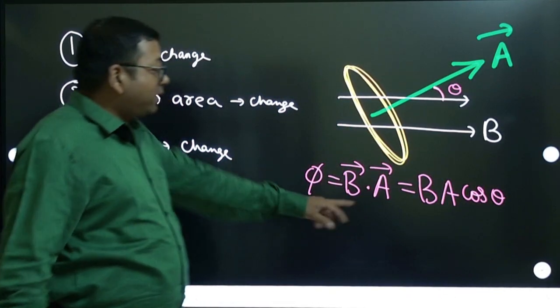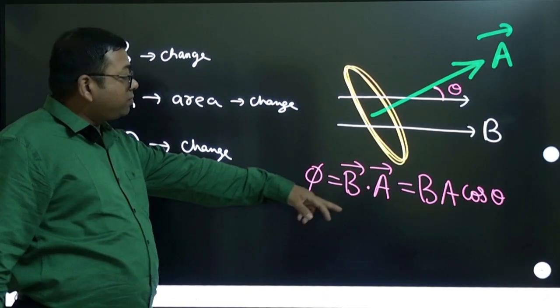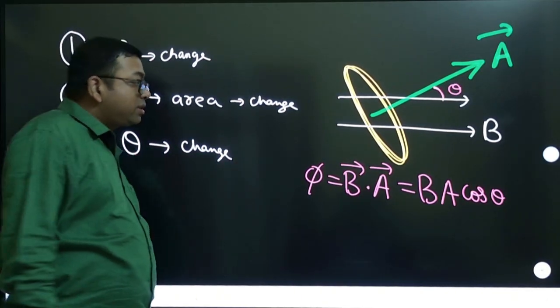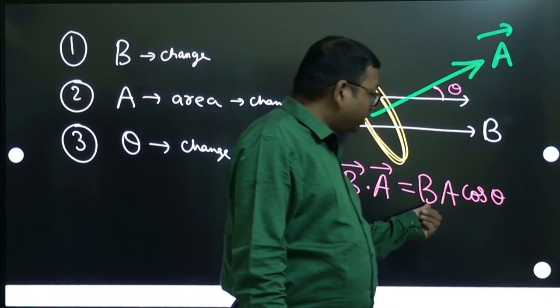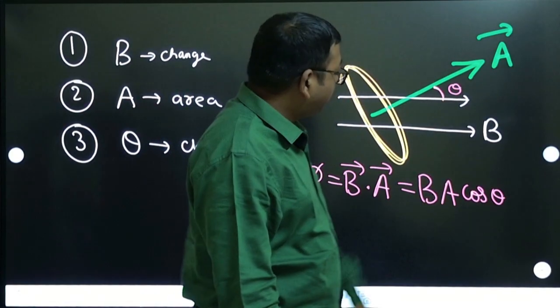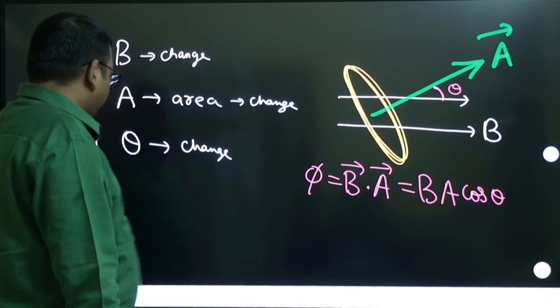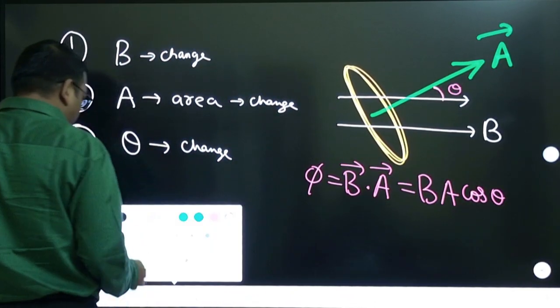So if you change the magnetic field, flux will change. If you change the area, it will change. If you change theta, it will change, right? So many questions are based on changing the magnetic field. So let's first check that. Take some questions based on that.